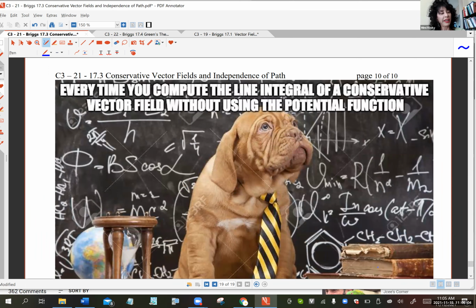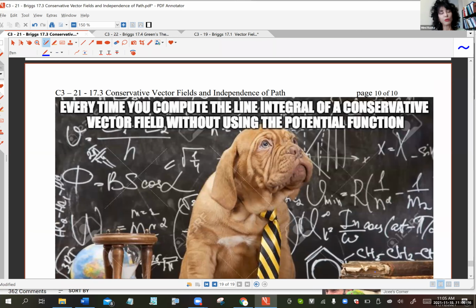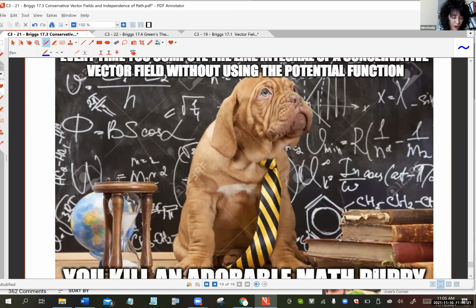So in other words, if you do start work on a line integral and it is a conservative vector field, go ahead and use the fundamental theorem of line integrals. Just use the potential function. Don't try to parameterize or do any other stuff. Just use the fundamental theorem.